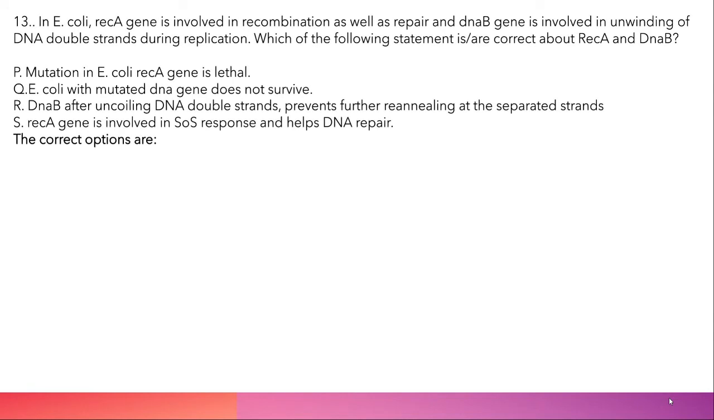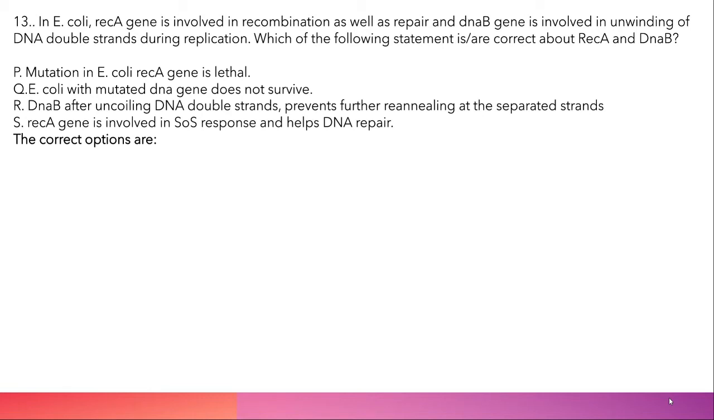The 13th question is, in E. coli, the RecA gene is involved in recombination as well as repair, and the DnaB gene is involved in unwinding of the DNA double strand during replication. Which of the following statements is or are correct about RecA and DnaB?